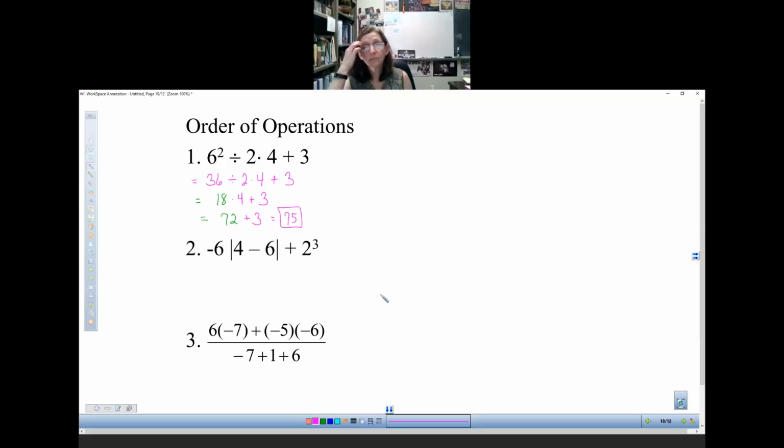Okay. That is a different answer than if I had done this multiplication problem first and then tried to divide it into 36. So please be careful. Okay? Multiplication and division together, reading from left to right. Okay? Biggest mistake people make. Biggest mistake.